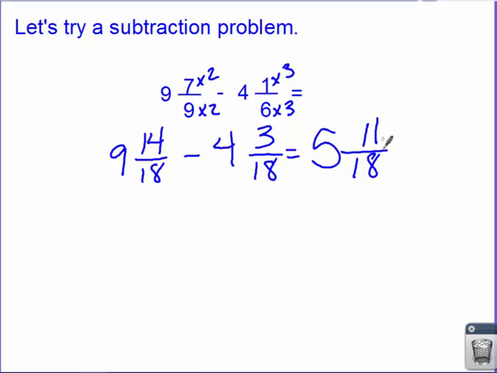And we asked, does the 11 and the 18 have anything in common? No, they don't. So we're done.